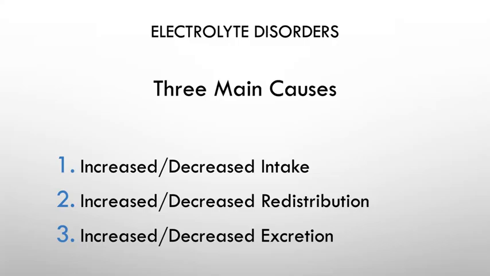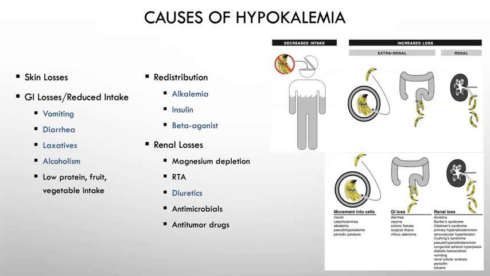The three main causes of hypokalemia are generally increased or decreased intake, increased or decreased redistribution of potassium, and increased or decreased excretion of potassium. Decreased intake of potassium is a rare cause of hypokalemia because almost all diets are rich in potassium. If hypokalemia is caused by decreased intake, that usually means that the patient is overall malnourished. This can be seen in patients with eating disorders, alcohol use or abuse, or general lack of food.